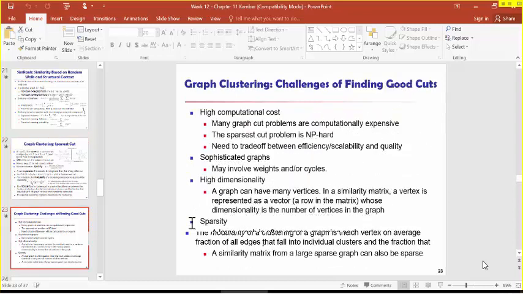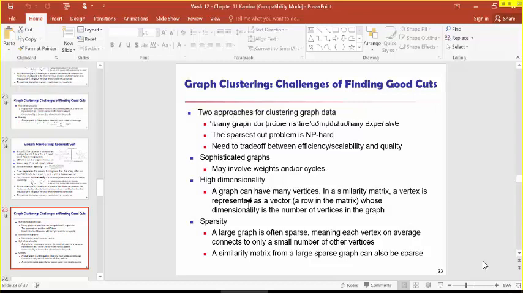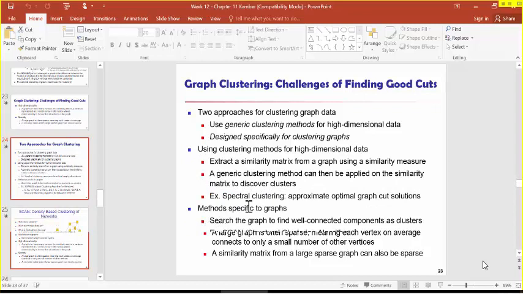Okay, so there are many challenges in finding good cuts in graphs. For example, high computational cost is one of the challenges. Then there may be sophisticated graphs which involve weights or cycles. Then there can be very high dimensional data inside the graph, since a graph can have many vertices. It can also have high sparsity, where a large graph is often sparse, meaning each vertex on average connects to only a small number of other vertices.